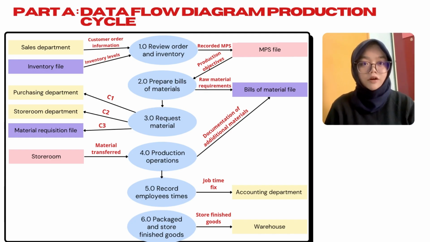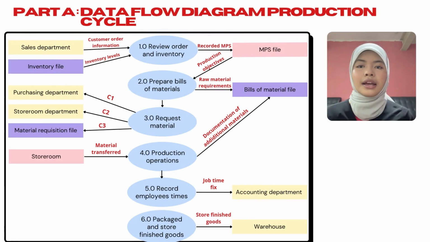Finally, let's look at the output of this process. There are two outputs. The first output is the recorded master production schedule or recorded MPS, which is stored in the MPS file. This document serves as the official production schedule for the factory. The second output is the production objective, which is sent to the process to prepare bills of materials. These objectives specify what products need to be manufactured and in what quantities, allowing the next process to determine the raw material required for production.